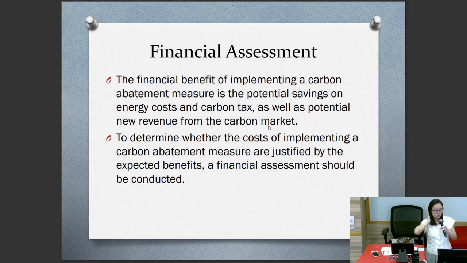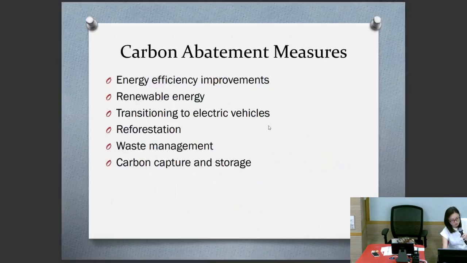To determine whether the costs of implementing a carbon reduction measure are justified by the expected benefits, a financial assessment should be conducted. So for all these carbon reduction measures, we want to use some tools to calculate or to estimate which one is more cost effective.